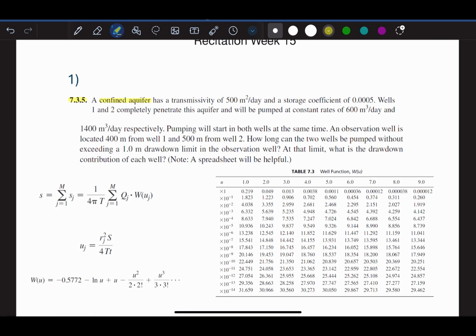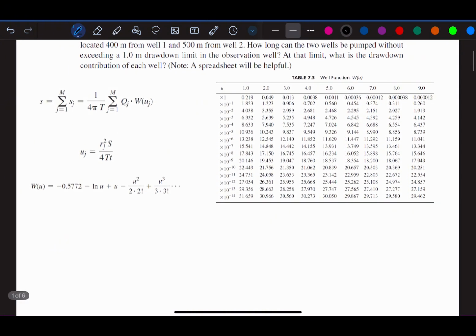Here we have a confined aquifer with a transmissivity of 500 square meters per day and a storage coefficient of 0.0005. We have two wells, well 1 and well 2. They completely penetrate this aquifer and will be pumped at constant rates of 600 cubic meters per day and 1400 cubic meters per day. So let me write that information. We have 600 and we have 1400.